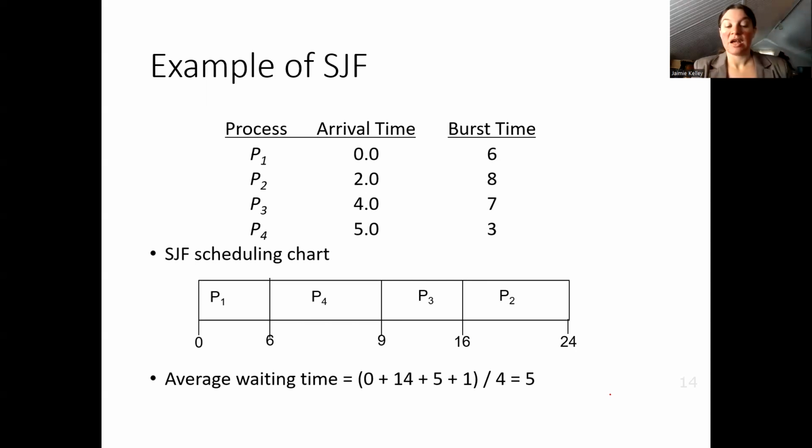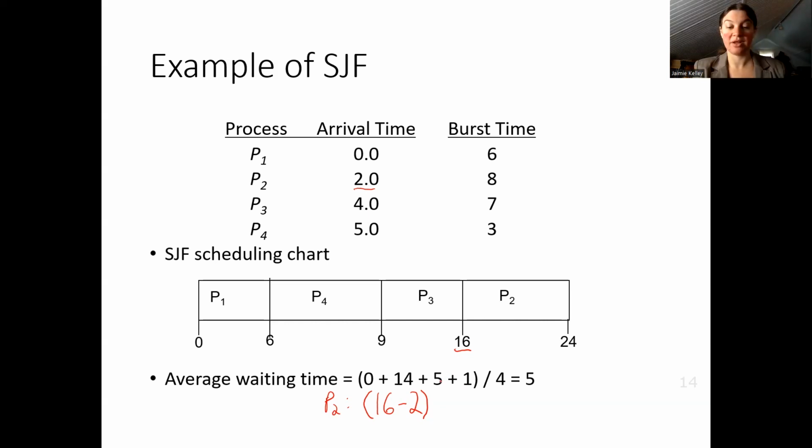When we calculate their average waiting time, process 1 waited 0, process 2 waited a total of 14, not 16, because process 2 waited 16 minus 2. 2 was their arrival time. So in order to calculate our wait time for each process, we are going to need to make sure that we are subtracting the arrival time for that process from whatever time they started on the CPU.